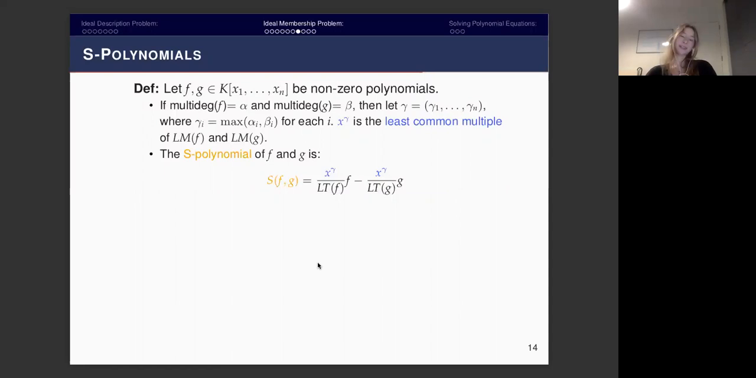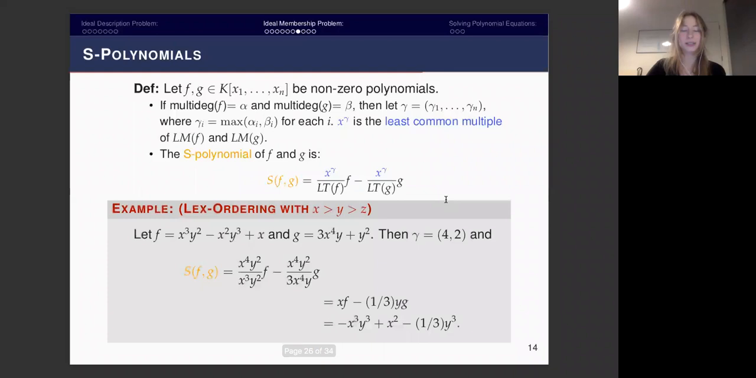When we have two non-zero polynomials, f and g, and when we fix multi-degree of f to be alpha and multi-degree of g to be beta, we can define some gamma as follows. We define gamma where the ith entry of gamma is equal to the maximum of the ith entry of alpha and the ith entry of beta for each i. Then we call x to the power gamma the least common multiple of the leading monomials of f and g. Then the S polynomial of f and g is defined like this.